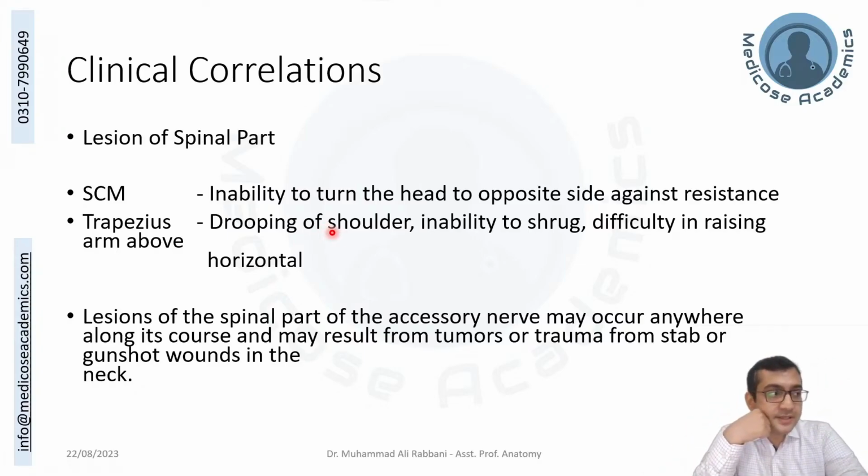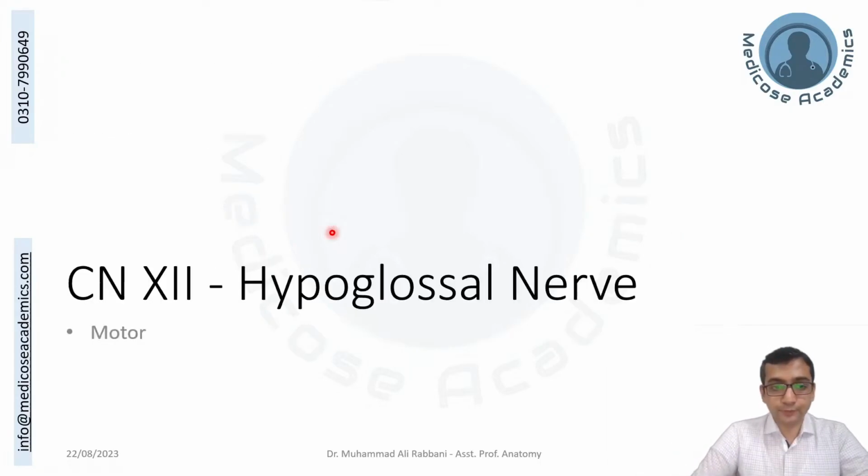Trapezius or accessory nerve will be damaged inside the posterior triangle of the neck during neck dissection of the lymph nodes. And the long thoracic nerve will be damaged in the axilla, the medial wall of axilla, usually with surgeries involving the breast. So that's the difference between the two. And congratulations, that leads us to the last cranial nerve, the hypoglossal nerve.